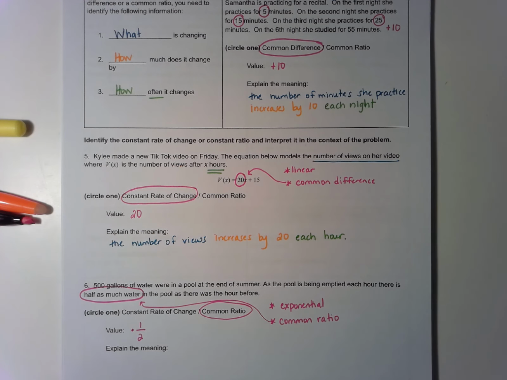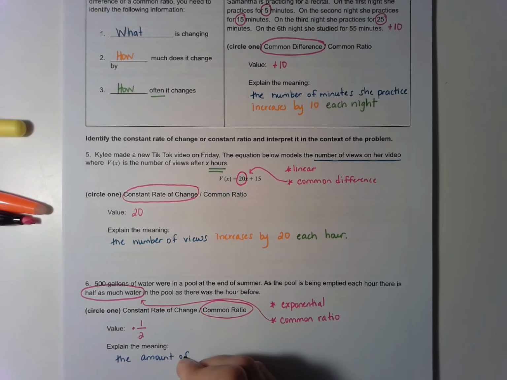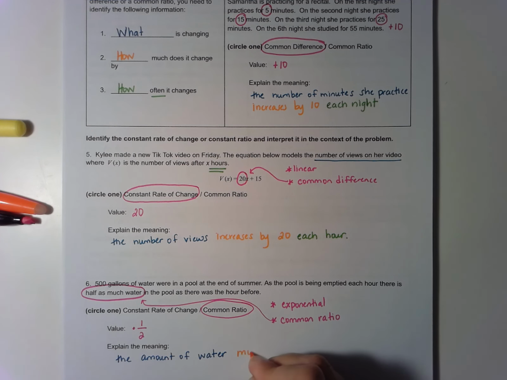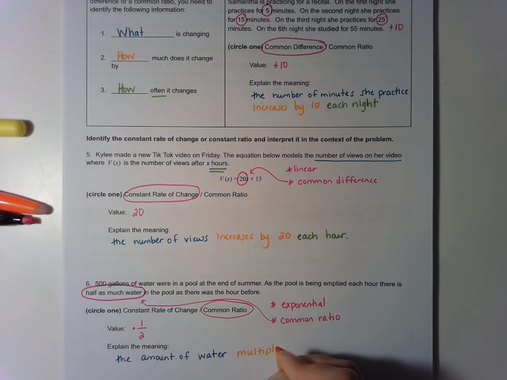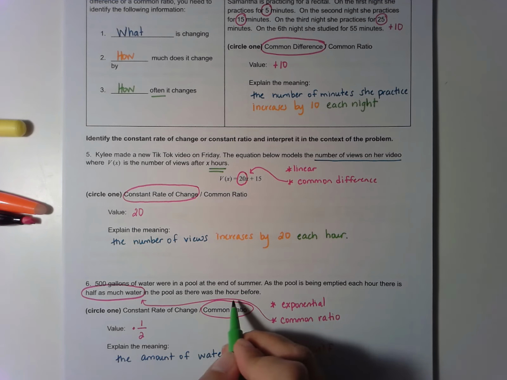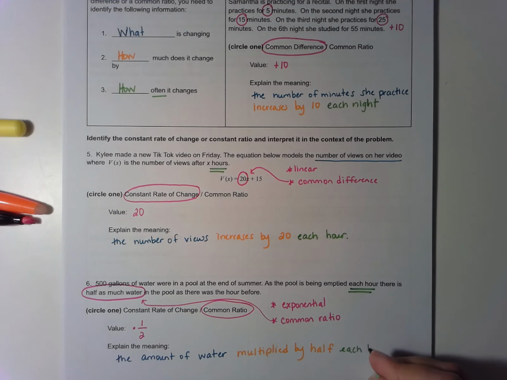To explain the meaning, we have to talk about what we're measuring. So we're measuring the amount of water in the pool. So we would say the amount of water, and then what's happening to it, we would say is multiplied by 1/2. How often? It says each hour. So each hour. And that's it.